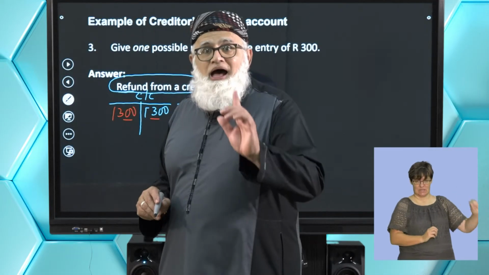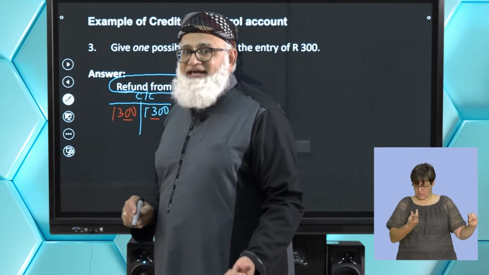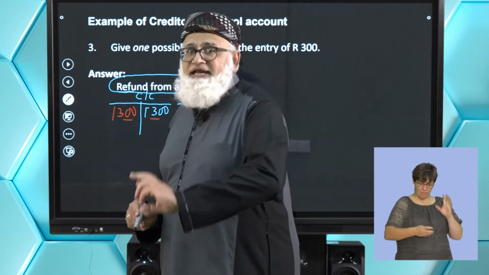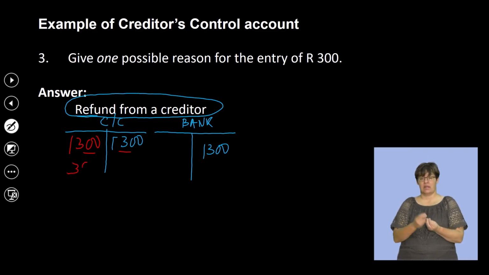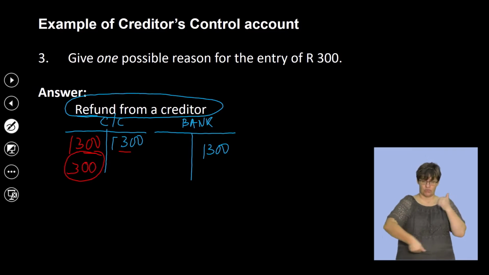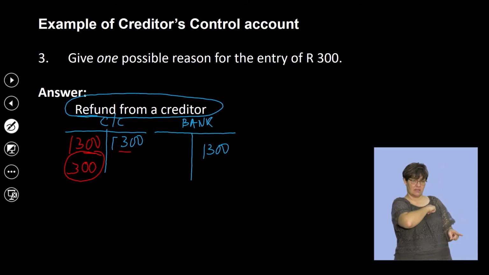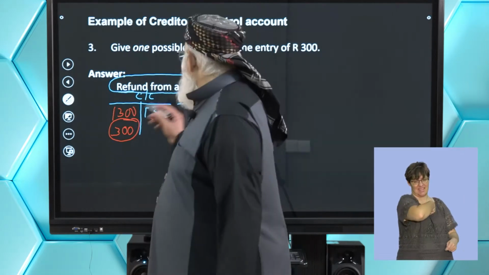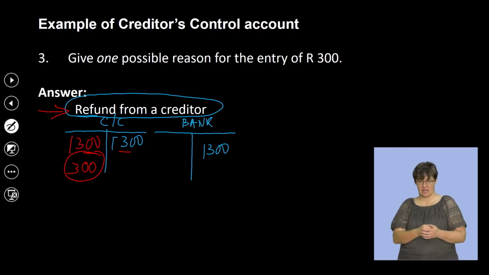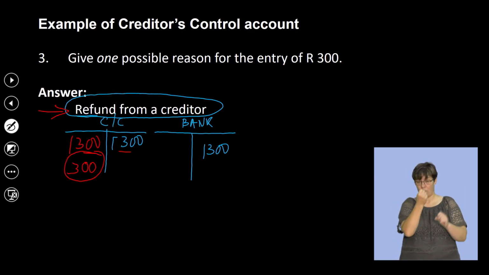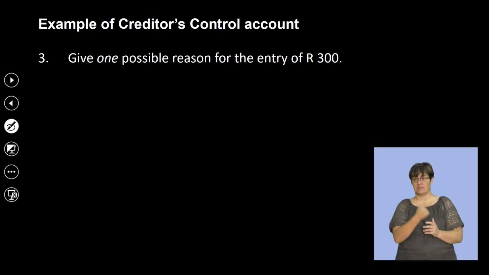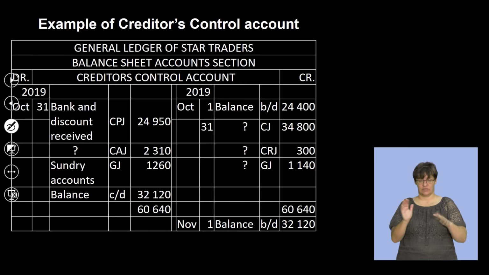If I now return goods to my creditor, credit trading stock, debit creditors control. So watch. Here's the return of goods. Clearly you can see now your creditors control has a debit entry where the creditor in fact owes you money. And as a result of that, they are refunding the amount to us, and therefore the answer is a refund from a creditor. Clear? Hope you understand that. Okay, still busy with the account. We've done that one there.